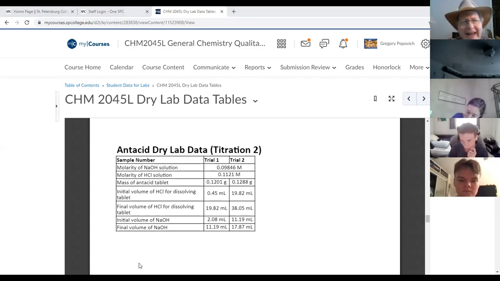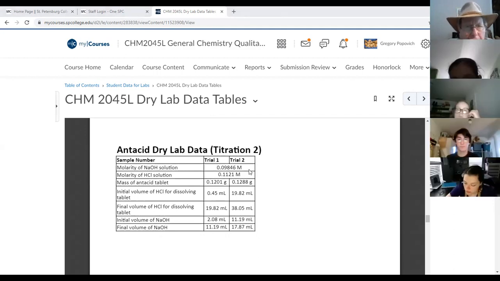So forget the 0.1010 as the molarity of the NaOH solution. Forget that number. This is the molarity that you will use. Fair enough, guys? Yes. Perfect. Okay, that's all I got.